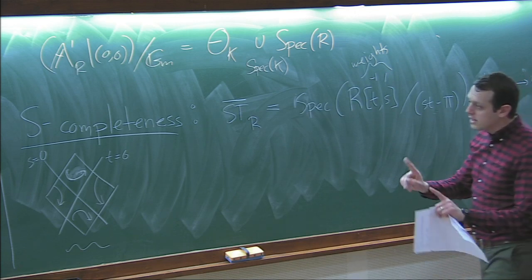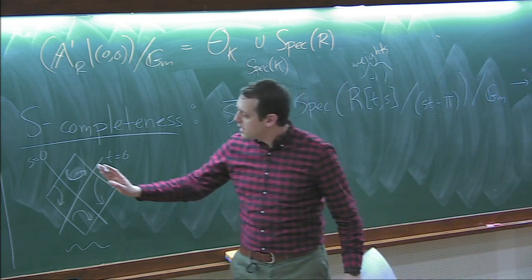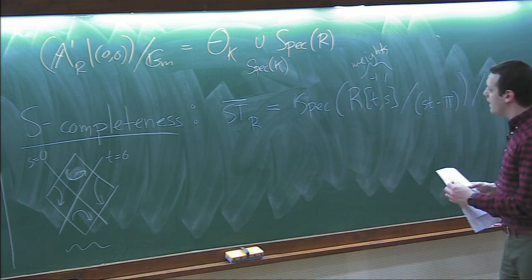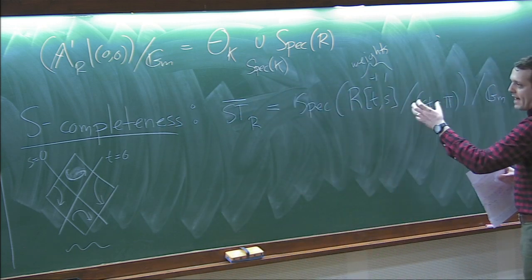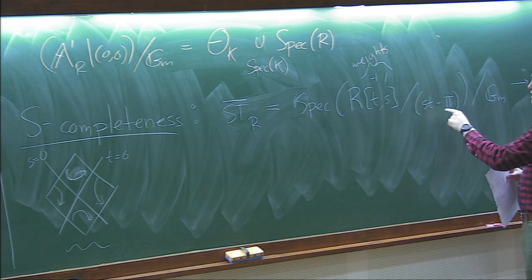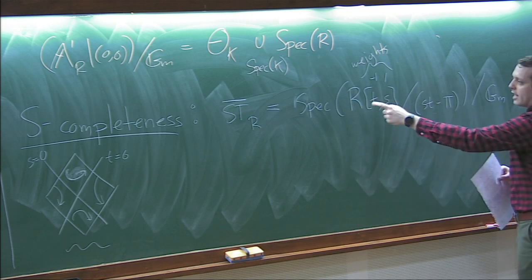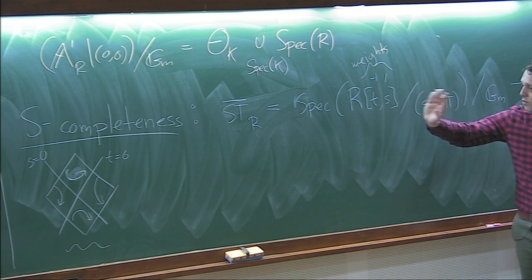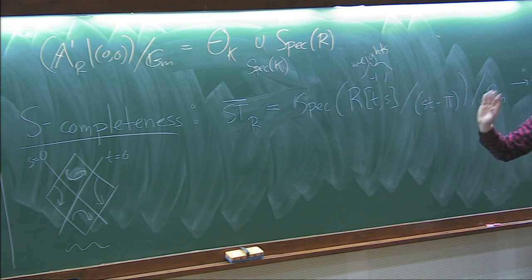So in particular, if I remove S equals zero, if I invert S here, then in fact Gm is going to act freely. Because if I invert S, then T just goes away. This lets you just cancel T, and I just get R adjoin S plus or minus one, mod this Gm action. So if I remove the line T equals zero or the line S equals zero, Gm acts freely.